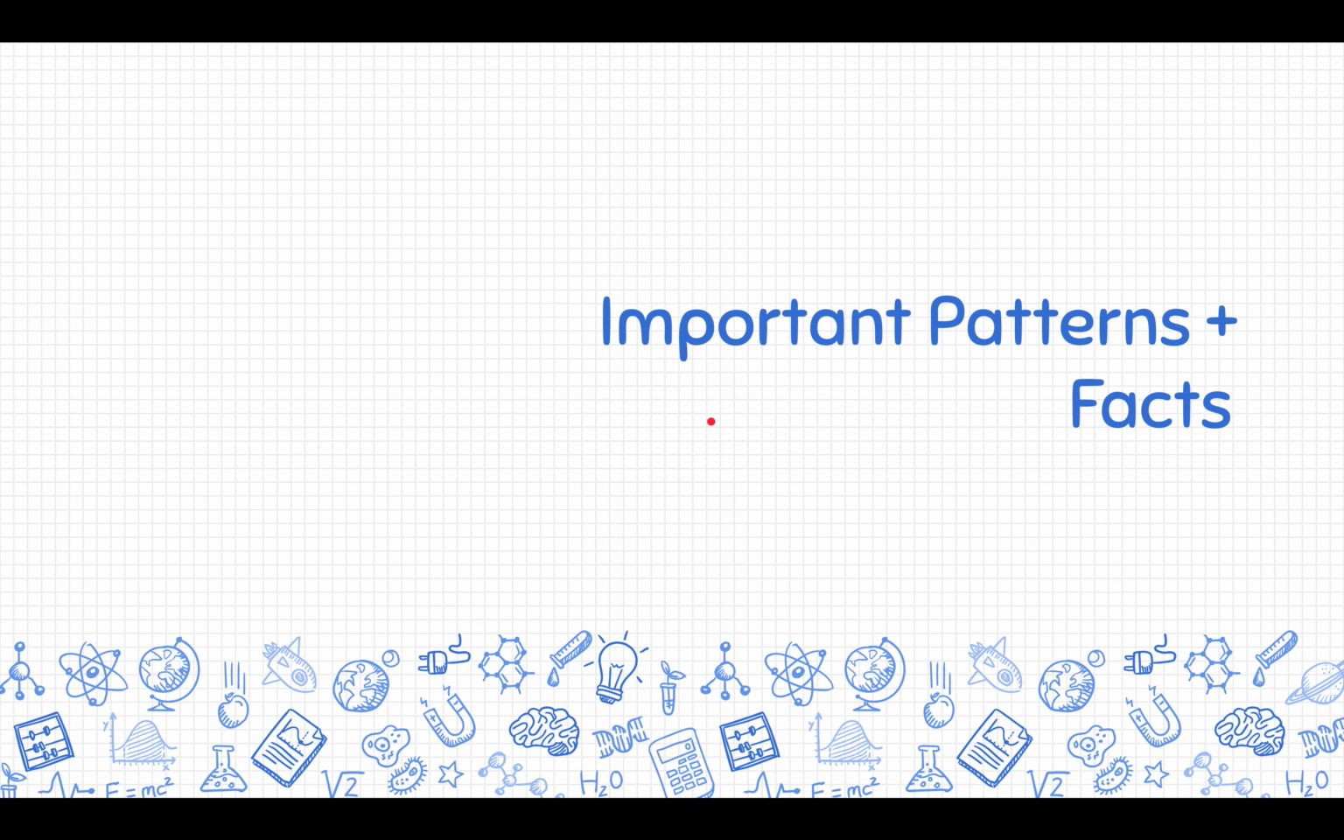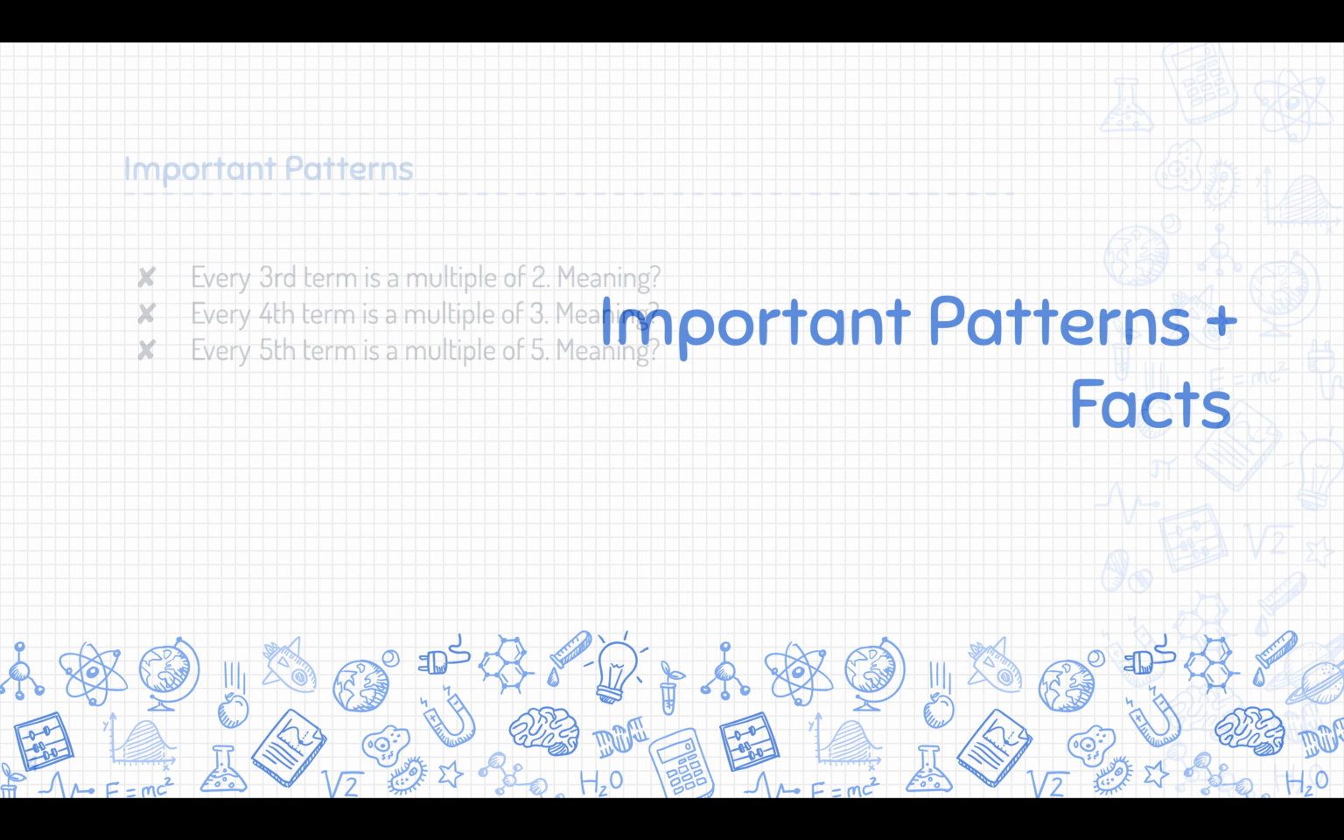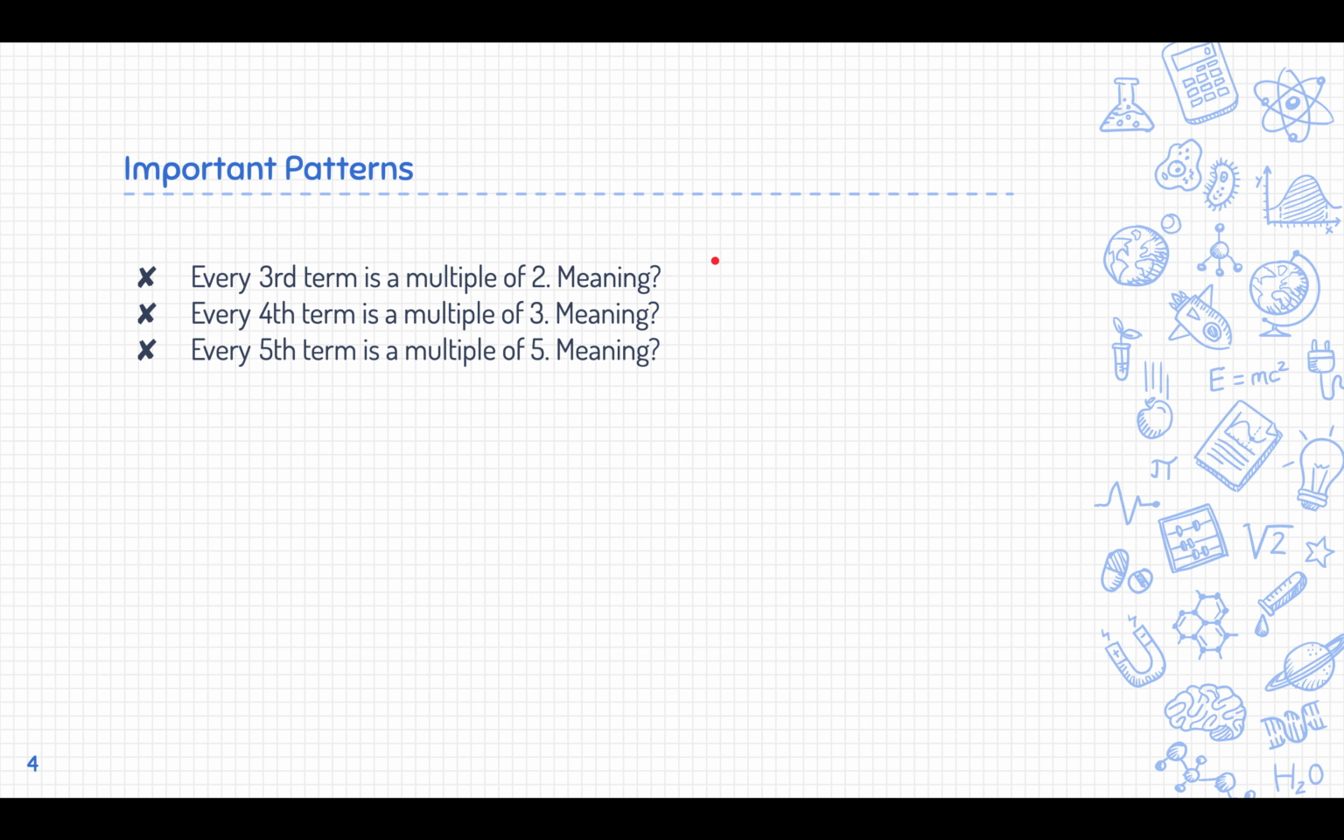So let's have something new today. Some important fact patterns and some facts to know about it. Every third term is a multiple of 2, every fourth term is a multiple of 3, and every fifth term is a multiple of 5. So what does this mean? Other than just what is said there, what's some other external meaning that you can think about from these facts? Pause the video right here and tell me what you think.